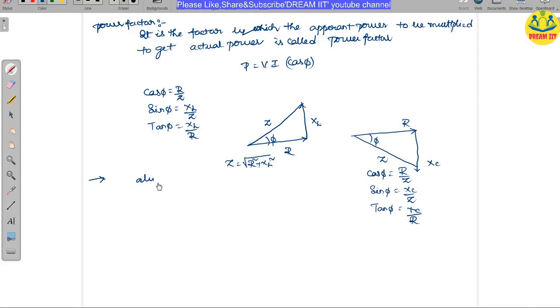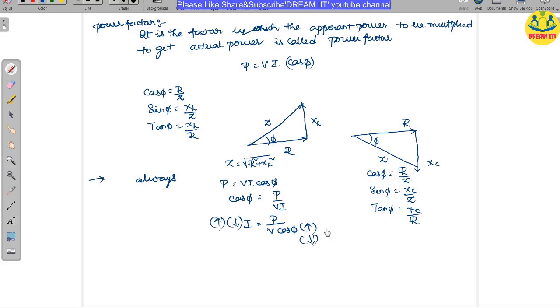So always we have to maintain it. Let us see what will happen. P is equal to VI cos phi. What is the meaning of cos phi? From this, I can write I equals P by V cos phi. See here, what is the importance of the power factor? If you maintain a high power factor, the current consumed is less. If you maintain a low power factor, the current consumed is very high.